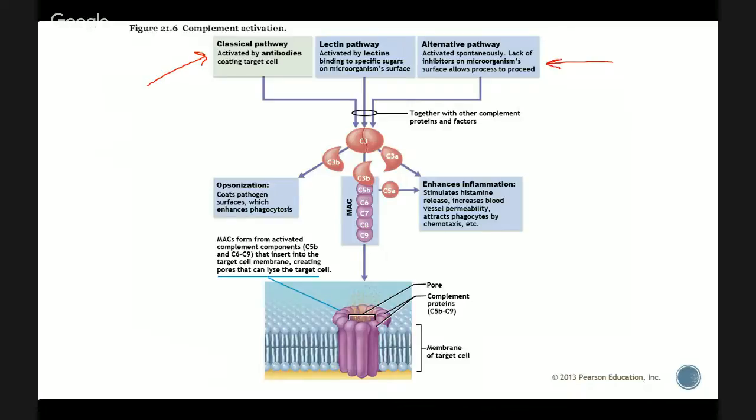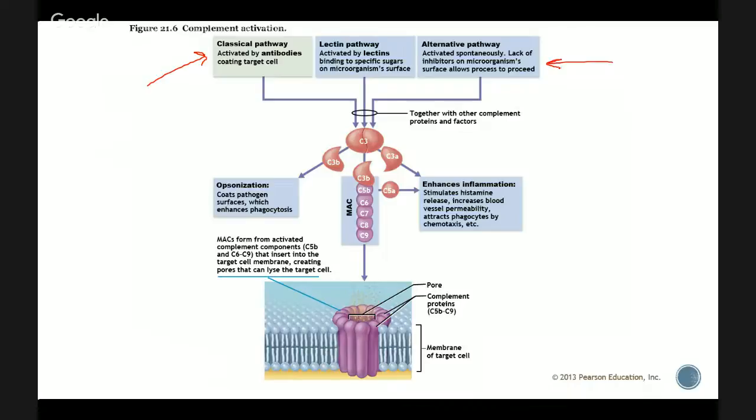Normally on our cells, we have inhibitors that say, don't go into the complement pathway. Don't do it. But on the microorganisms, that inhibitor is gone. That signal to say, don't do this, is not there. So when our body's immune system is coming around and checking things, the inhibitors are going to be gone. And it allows for this complement process to proceed.